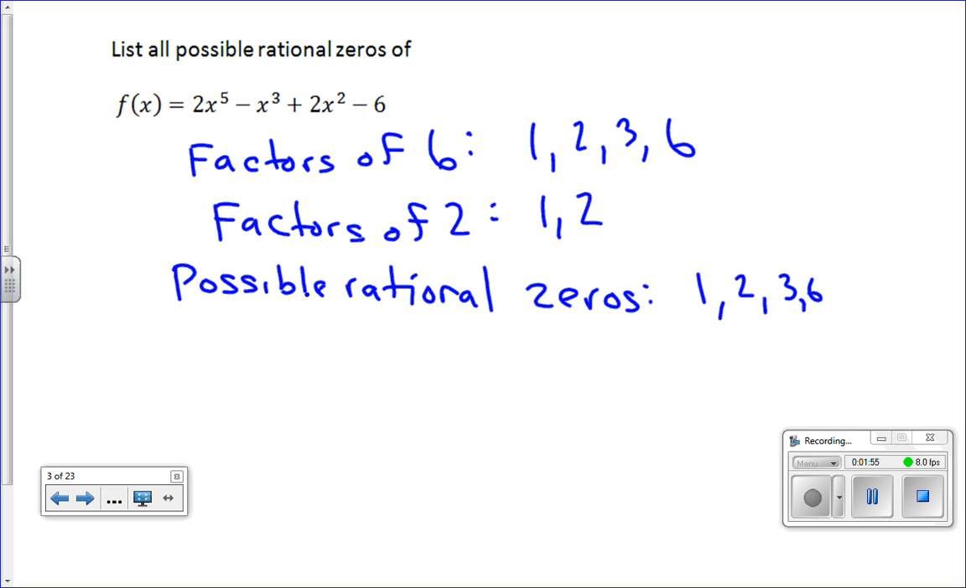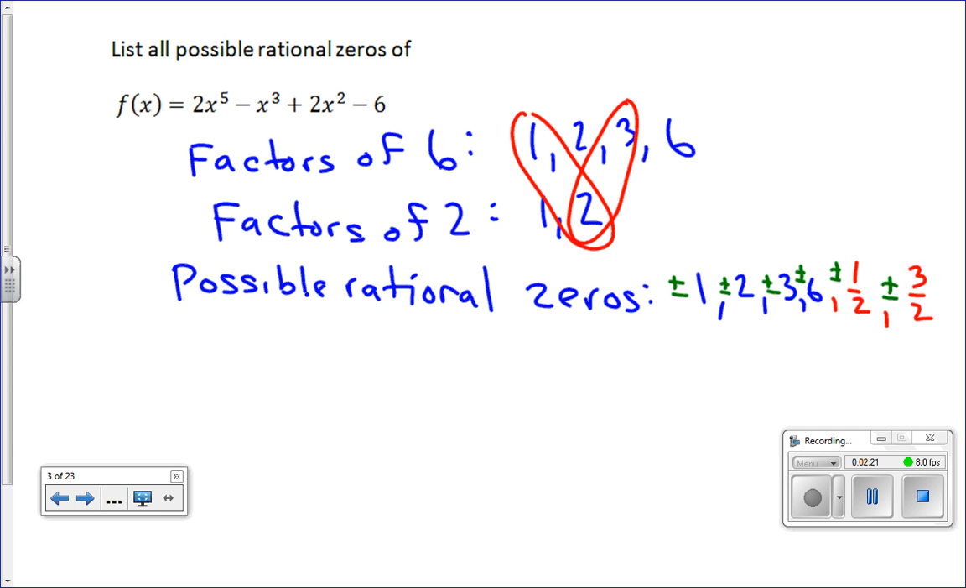So that means I can take 1 divided by 2, which is 1/2. I can take 2 divided by 2, which is 1, but we already have that. I can take 3 divided by 2, which is 3/2, and 6 divided by 2, which is 3, but that's already on our list. The other important feature is I can have the positive or negative value for these possible zeros. So what I've done here is I've listed a possible 12 numbers that could be zeros to this particular function.